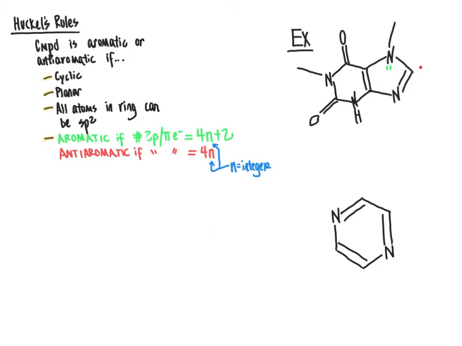I'm going to go around the ring. This carbon is sp2 already. Nitrogen right here has a lone pair of electrons. That particular nitrogen is sp2 because there are 1, 2, 3 regions of electron density with the pi bond, the carbon-carbon single bond, and the lone pair. That's 3 regions, so that's sp2. This carbon right here is sp2.